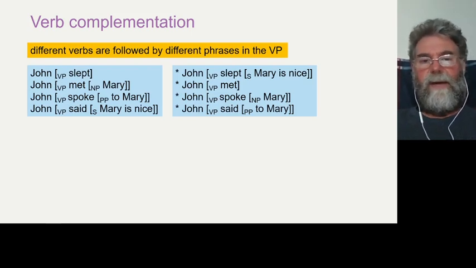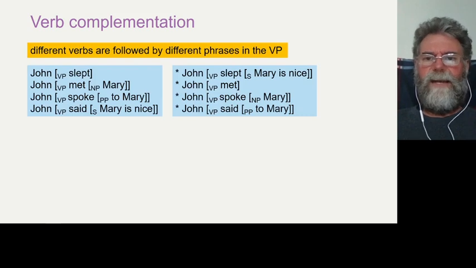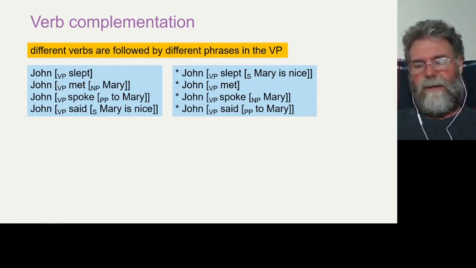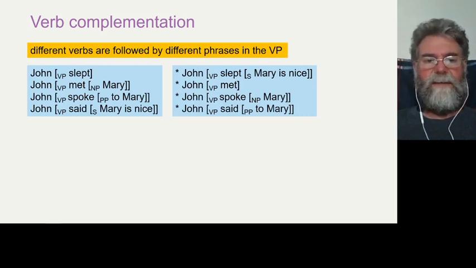Speak can't be followed by a nominal phrase as an object, so you can't say "John spoke Mary." And the verb say can't have a prepositional phrase following it, so "John said to Mary" is not possible. So clearly there are restrictions on which verbs can go with which kinds of phrases that follow them.